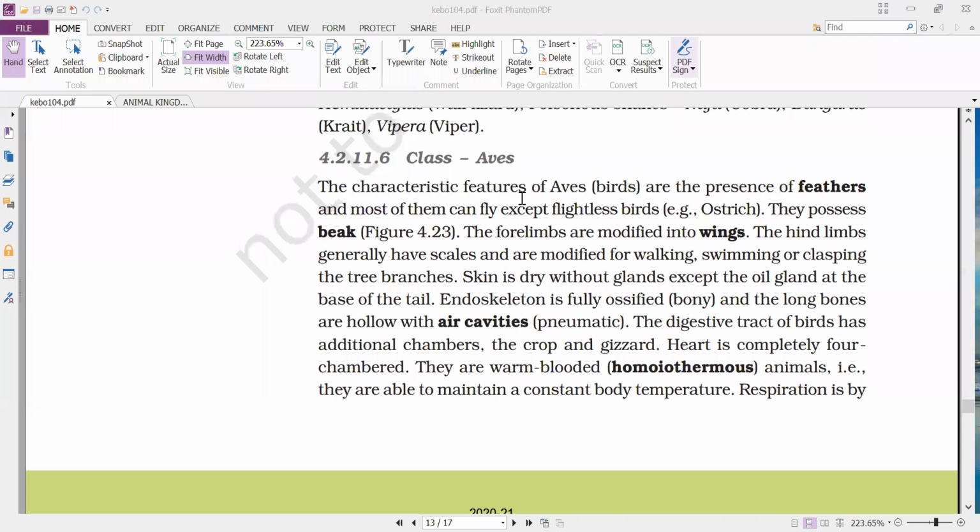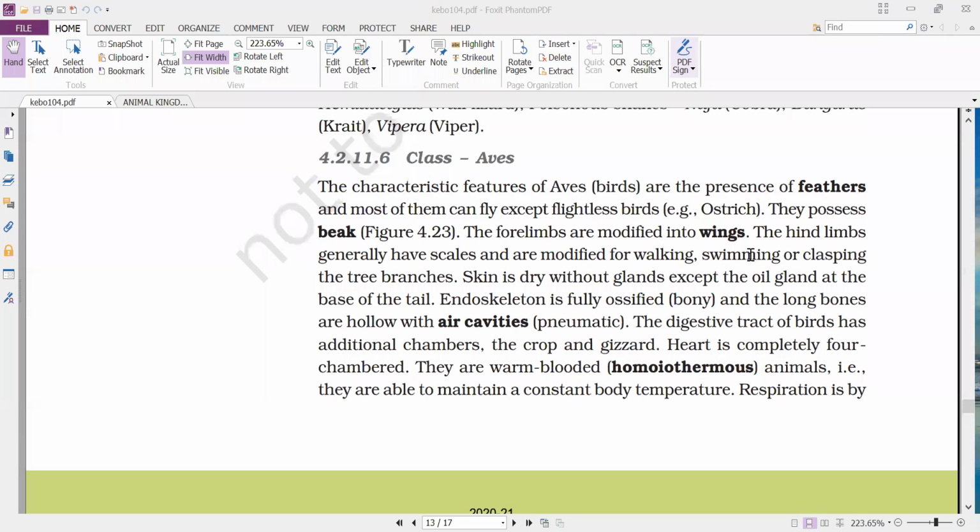The characteristic features of aves are the presence of feathers, and most of them can fly except flightless birds. Most of them will fly because of the presence of the feathers, and very few are flightless birds, for example ostrich. They possess a beak, that means the jaws are modified into a beak. And next, the forelimbs are modified into wings.